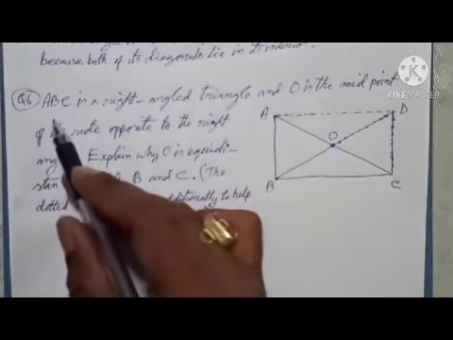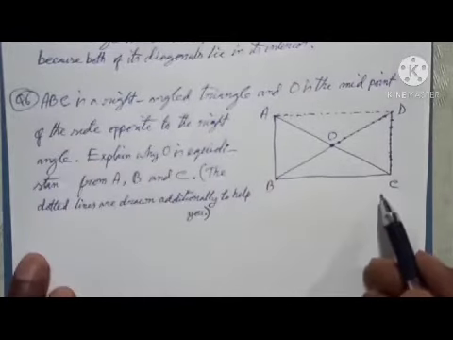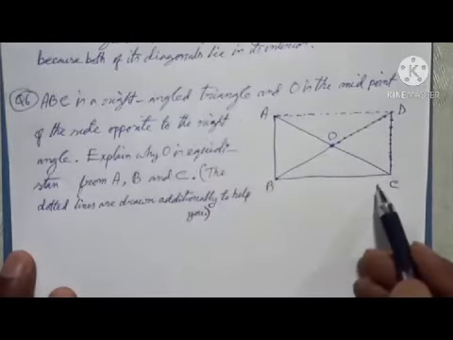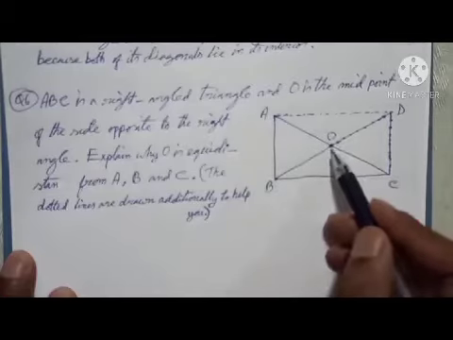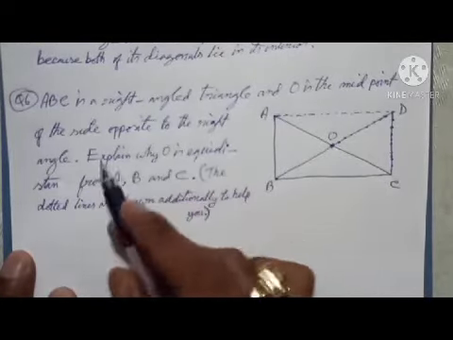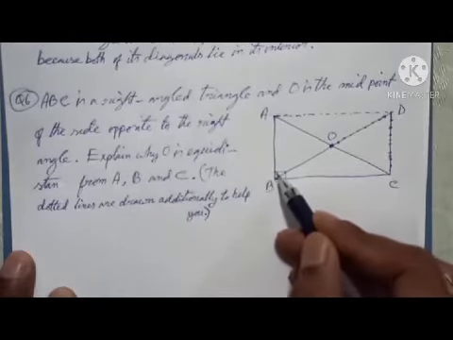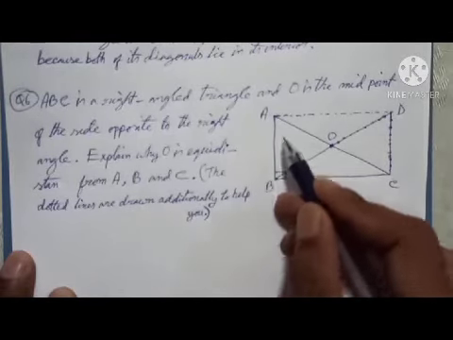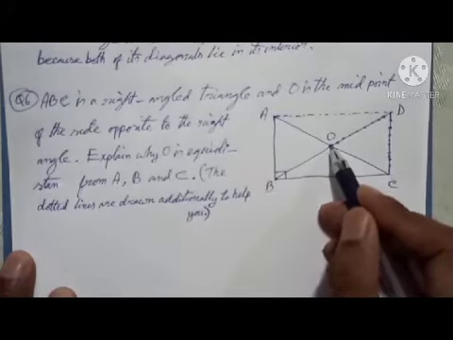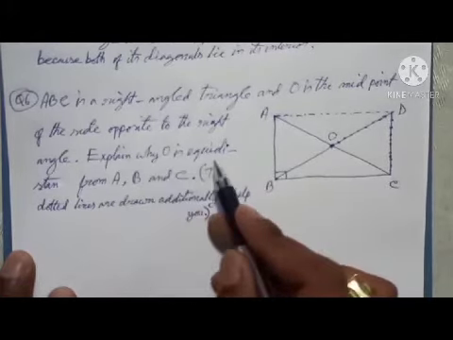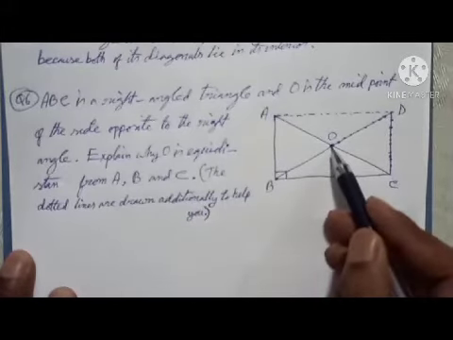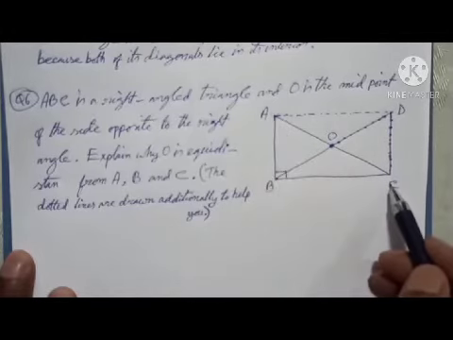ABC is a right angle triangle, right angled at C, and O is the midpoint of the side opposite to the right angle. Explain why O is equidistant from A, B and C.